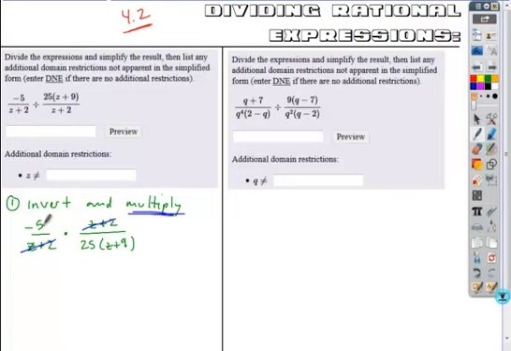So here the z plus 2's cancel. 5 goes into 25, leaving 5. And so when you look at the numerator, we're just left with a negative 1. The denominator, we have a 5 and a z plus 9. So this would be our simplified form. I had mentioned that the two differences were at the beginning, you invert and multiply, and then at the end, it has to do with the domain restrictions.